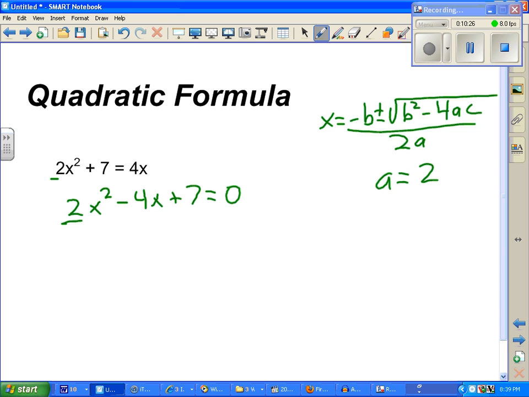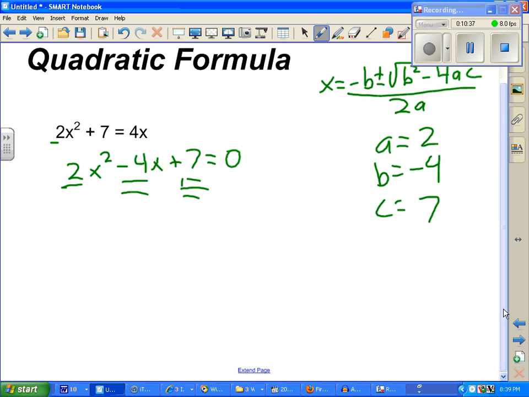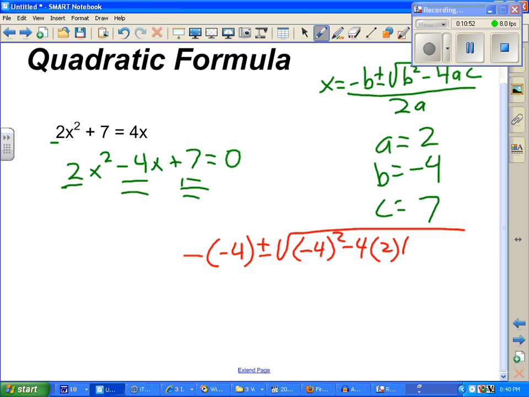Our b is negative 4. And our c is 7. Okay? So now let's plug everything in. Negative b, always plug in parentheses, plus or minus the square root of b squared minus 4ac, all over 2a.